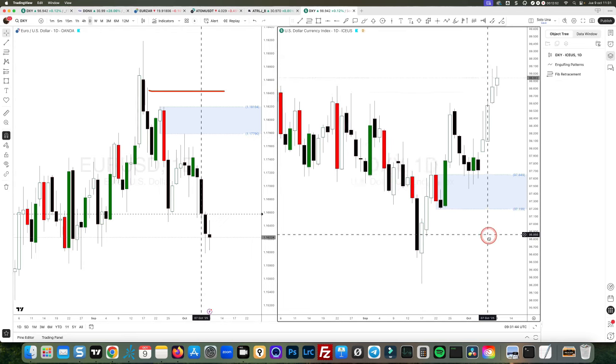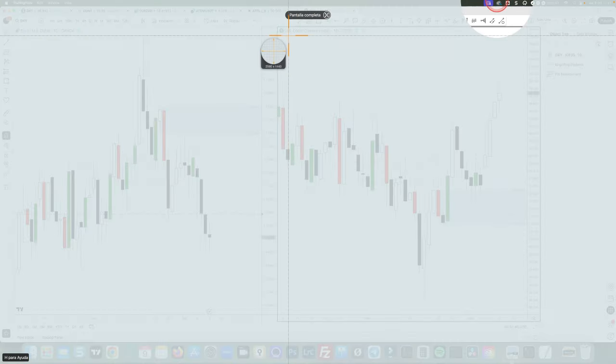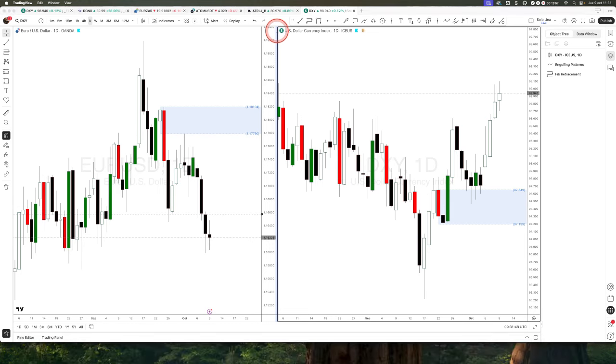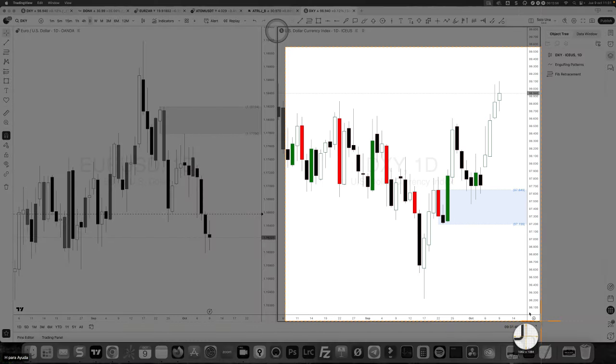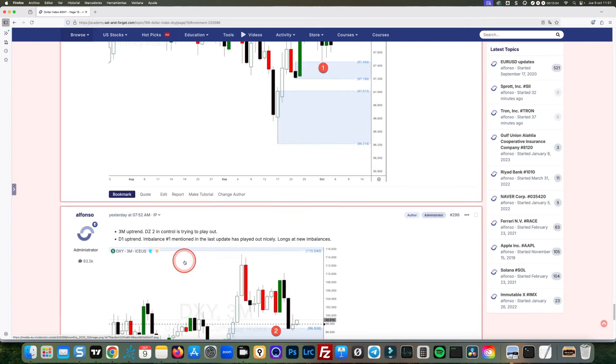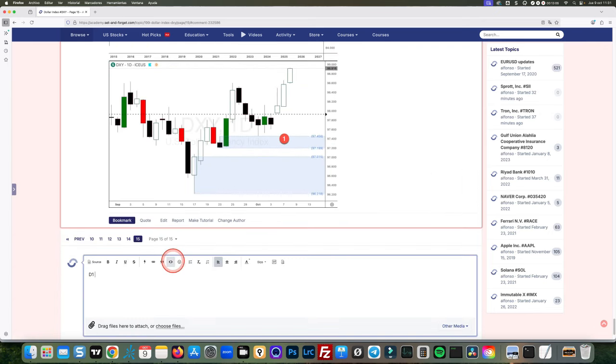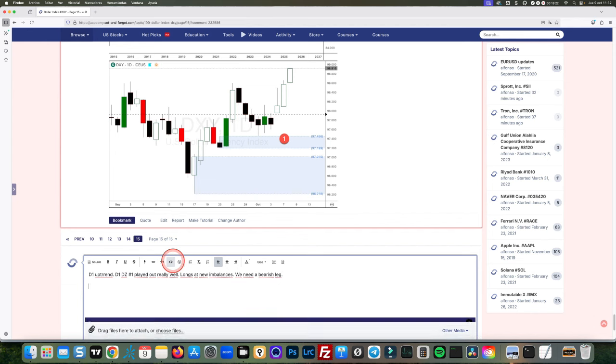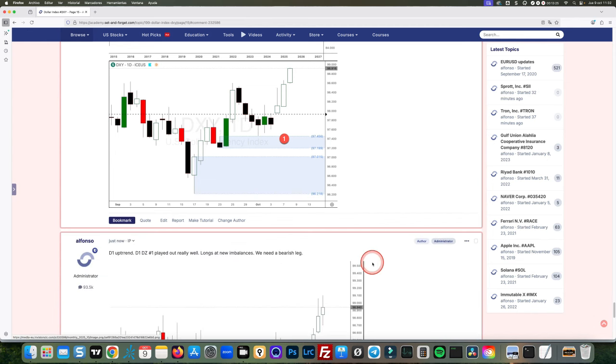As I always do. So here I will say daily uptrend. Daily demand level played out really well. Longs at new imbalances, we need a bearish leg. I paste the screenshot, submit it, and then everyone will have access to it.